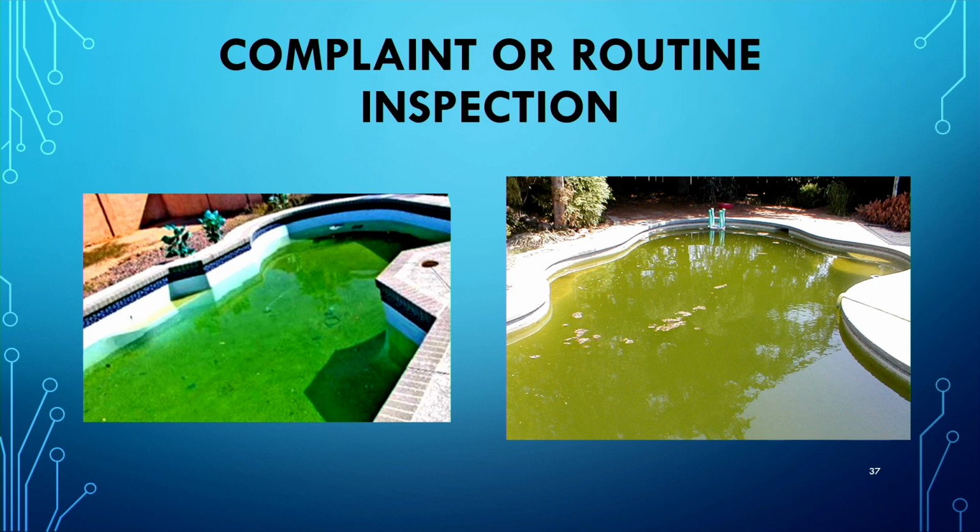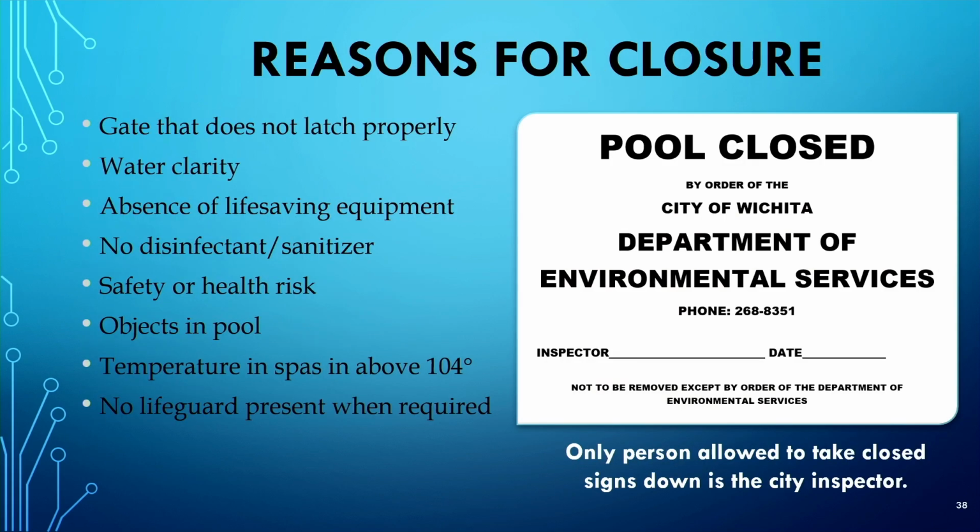So if you take a look at this picture here, we can see that the deck drains are not visible. So if I saw a pool like this, I would definitely be shutting it down immediately. Speaking of that though, these are all of the reasons that we would close a facility. If there's a gate that doesn't latch properly, again, the control of access, or if there's any way a child could get in without supervision.